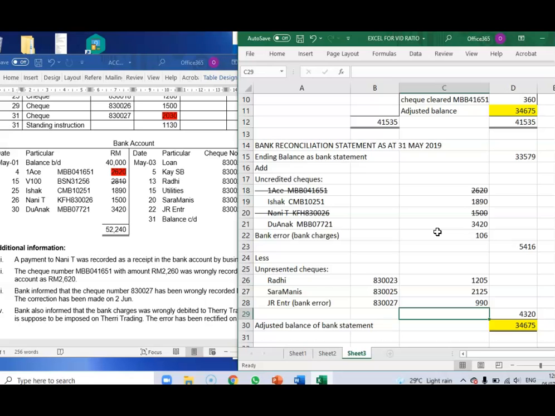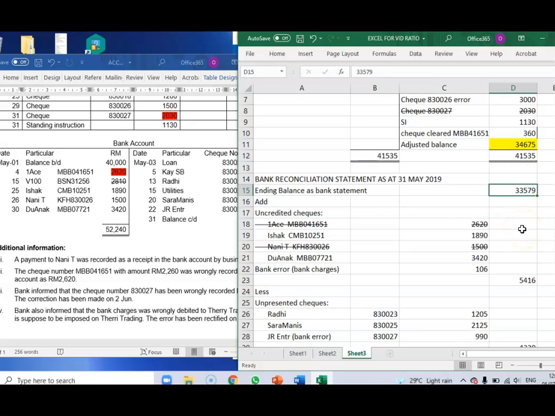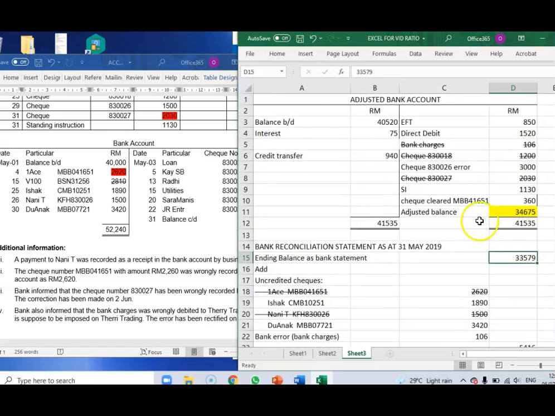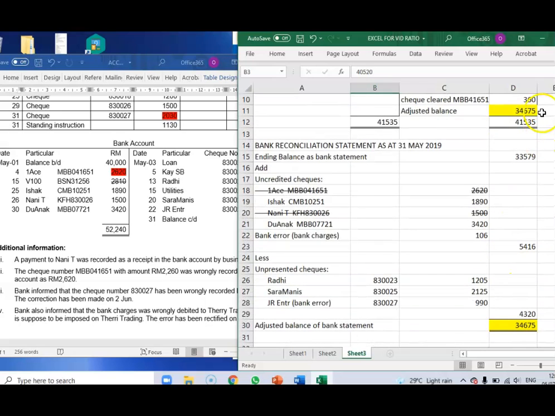Just now, the ending balance of bank statement we had is 3357, and the ending balance of bank account is 40,000. So this difference has been cleared out, explained. When we have the adjusted balance of bank account and the adjusted balance of bank statement the same, we have already explained why it's different.